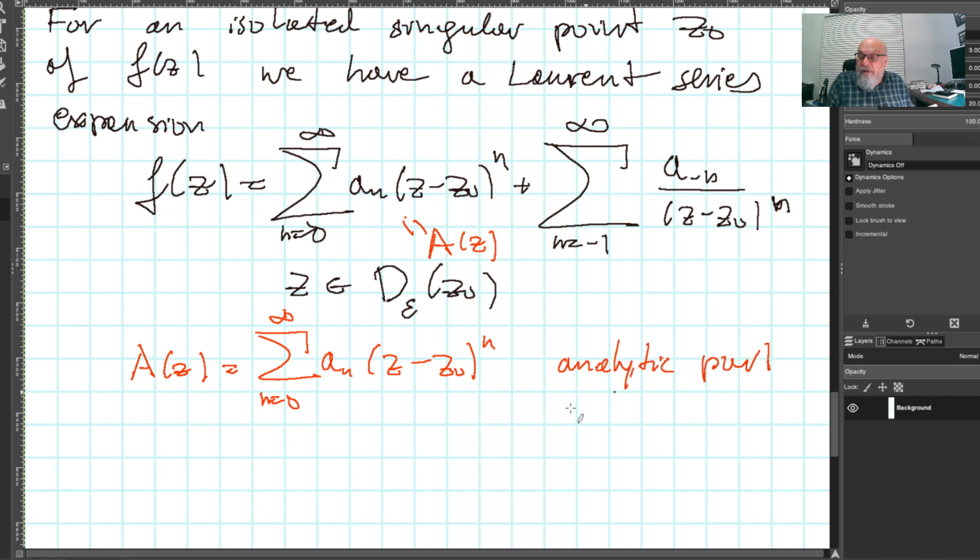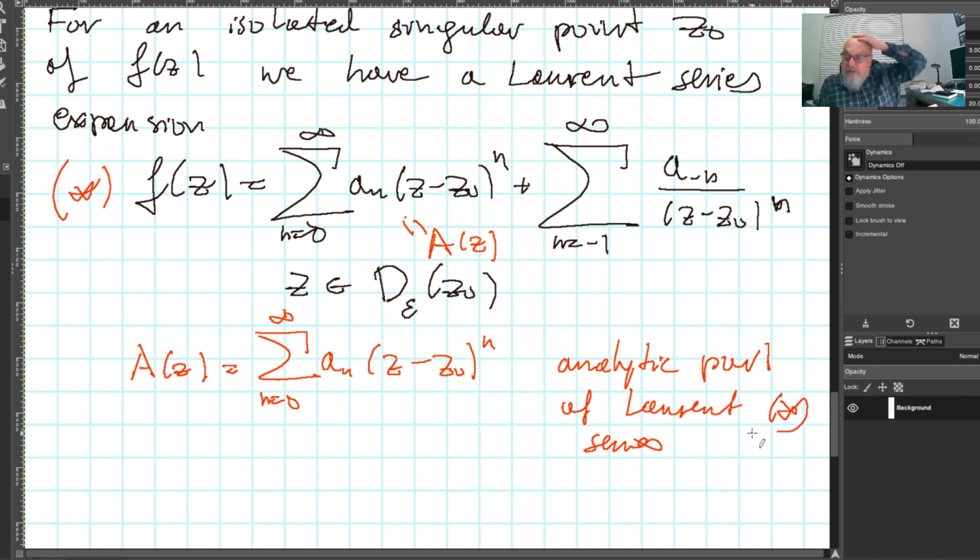the analytic part of Laurent series star, because it's a power series, and this is analytic. It's just even analytic at z0.